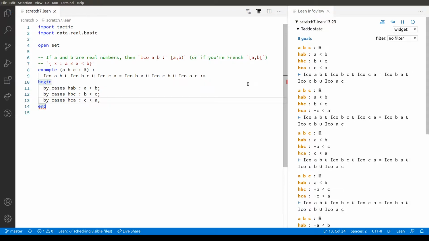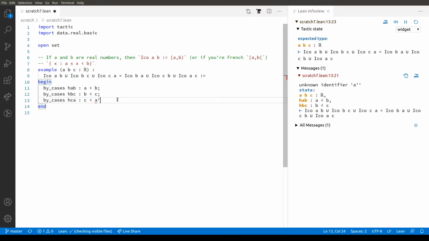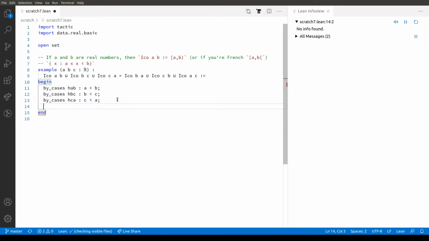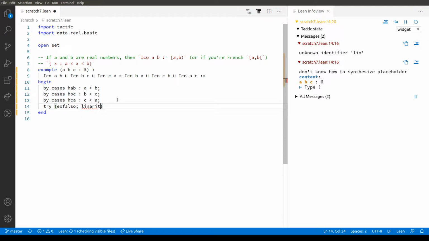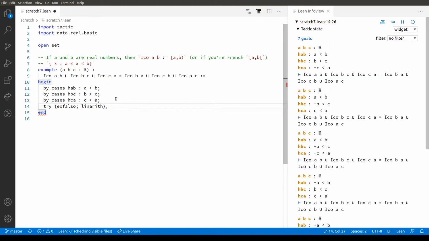And after those, unfortunately, I haven't got six cases, I've got eight cases. But you can see, for example, that this case can't happen, right? It contradicts some theorem about the ordering on the real numbers. The ordering on the real numbers is a linear order. So we should try just pruning those cases. We should have six cases. Why have we got eight? Let's try ex falso linarith. Yeah, that gets it down to seven.